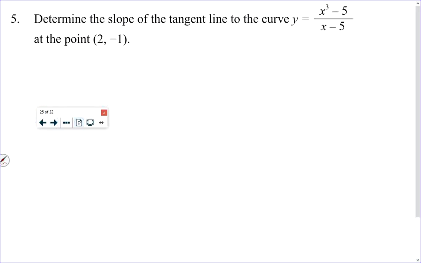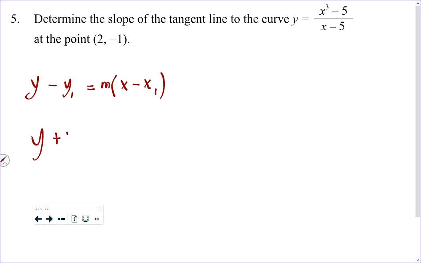All right, determine the slope of the tangent line to this curve at 2, negative 1. So you need to determine the slope of the tangent so that you can use y minus y1 equals the slope times x minus x1. So it's going to be y plus 1 equals the slope times x minus 2. So we need to determine the slope.